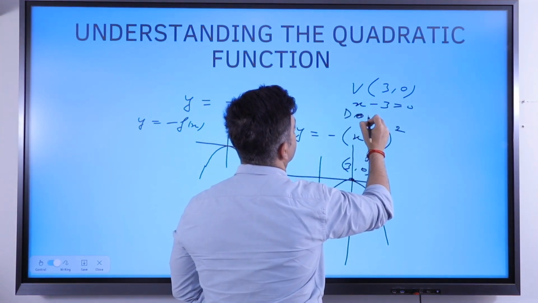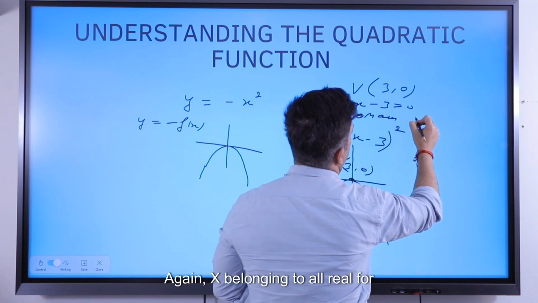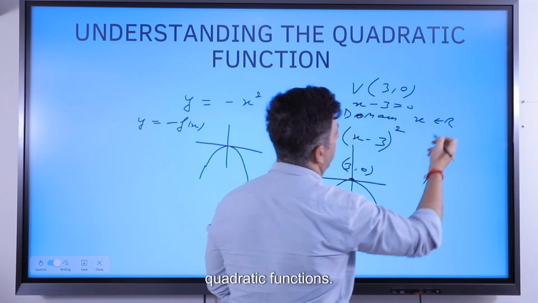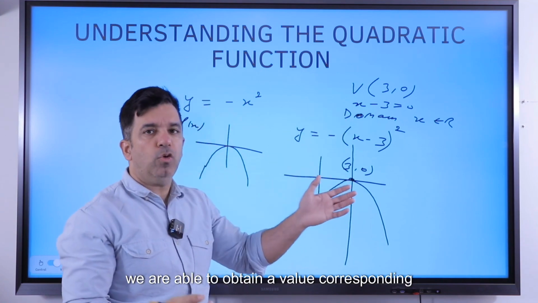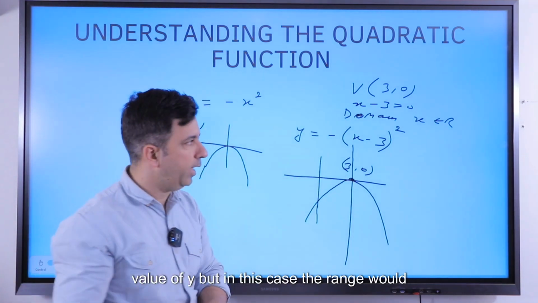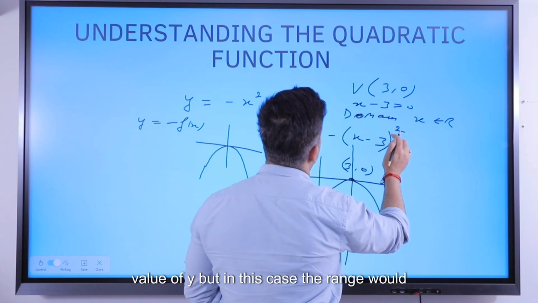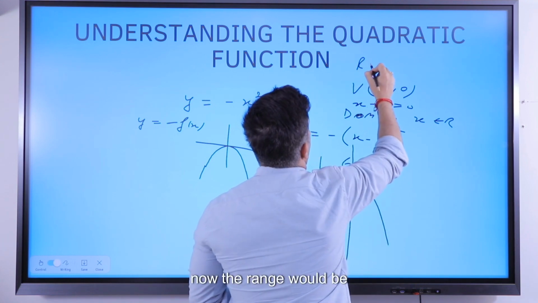Domain is again x belonging to all real. For quadratic functions, it would always be the same. For any value of x, we are able to obtain a corresponding value of y. But in this case, the range would be different.